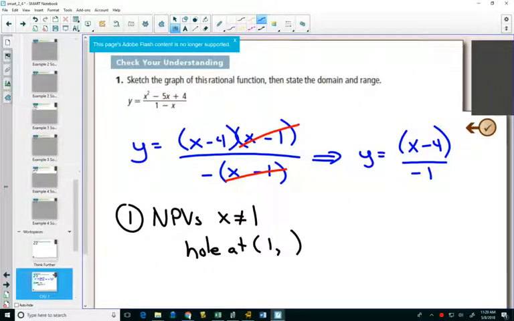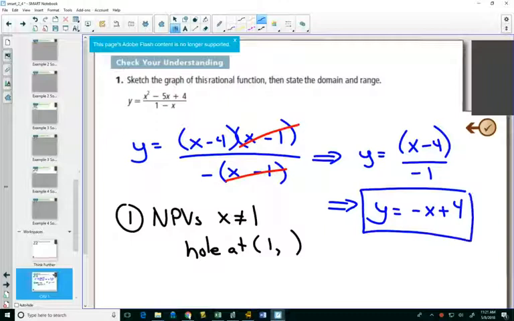Now, my question for you is, are you comfortable changing that to this? x minus 4 over negative 1 is negative x plus 4. Couple of different ways you could do that. Well, this is dividing by negative 1. That means the x has to be divided by negative 1 and the negative 4 is divided by negative 1. x divided by negative 1 is negative x. Negative 4 divided by negative 1 is positive 4. So that's one way that you could change that negative on the bottom into this equation.